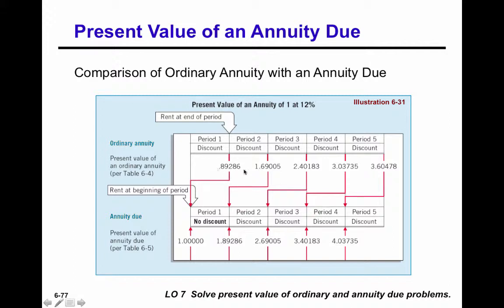The factor at the end of period 1 for an ordinary annuity is this amount. For an annuity due, the amount is that factor plus 1. And you see that to be the case in each of these various factors periods going forward.